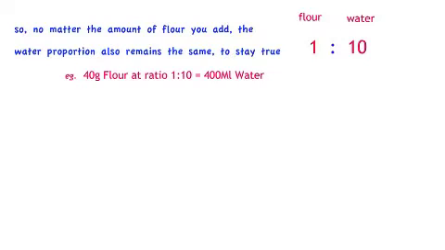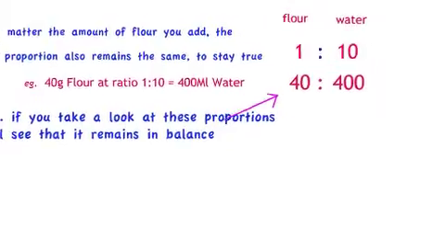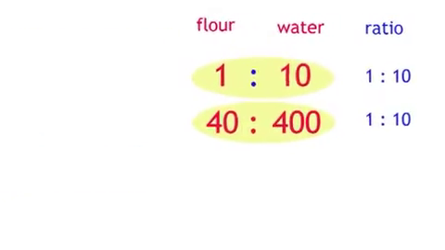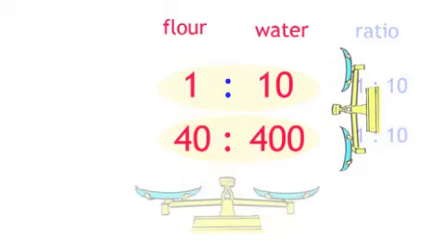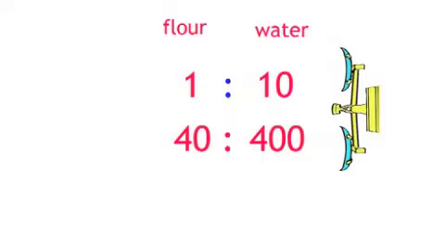If we want to use 40 grams of flour, we're going to have to use 400 ml of water. That's staying with the proportion of 1 to 10. Now, if you look at both sides more closely, you'll see that because we've used the same proportions, this is now the equivalent of two equal fractions.